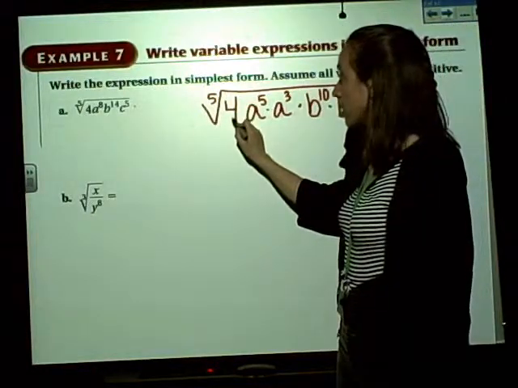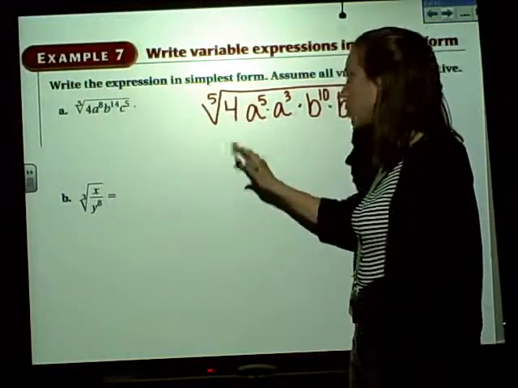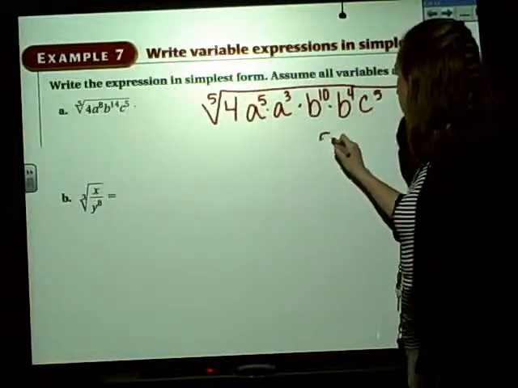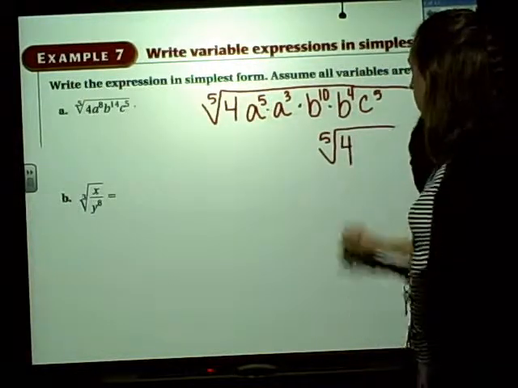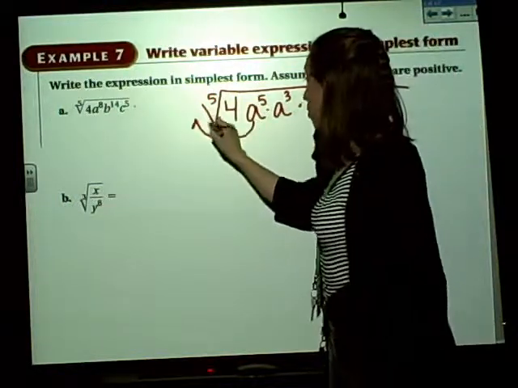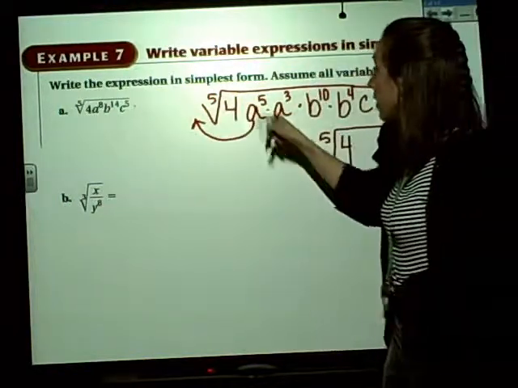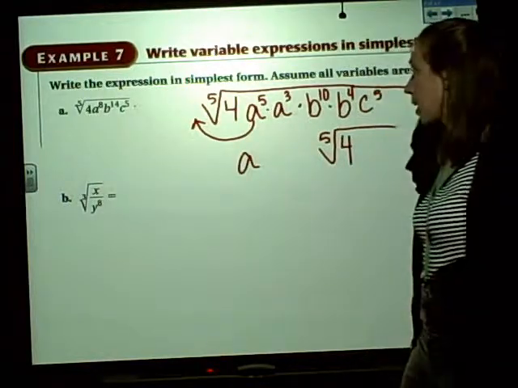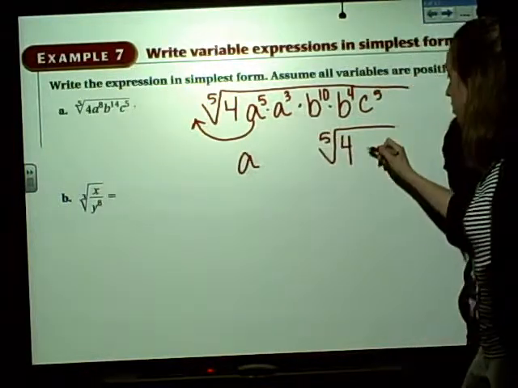We cannot take the 4th root or the 5th root of 4, so we leave that there. We can take the 5th root of this a to the 5th. We pull it out of there. The 5th root of a to the 5th is a. The a to the 3rd is what's left over.